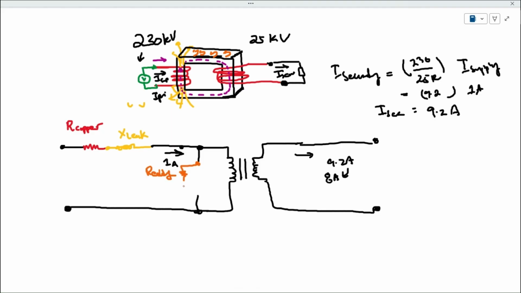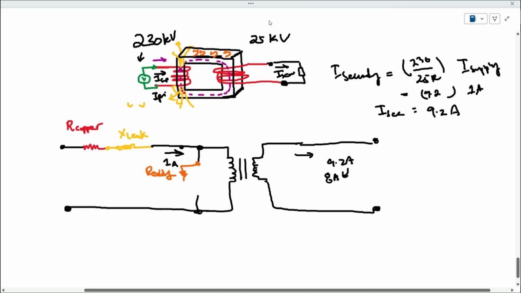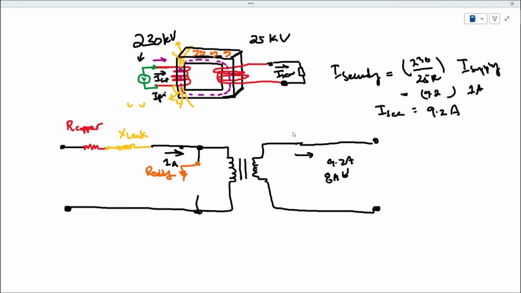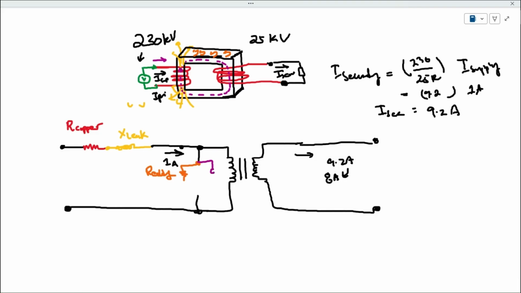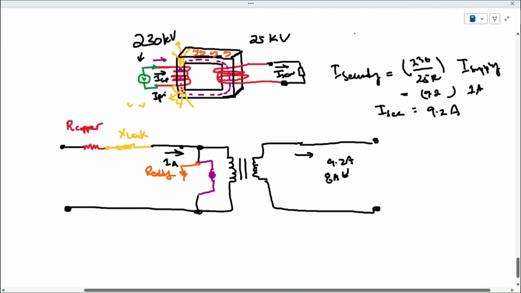Now, because this magnetic field is set up, that also takes some sort of a current as well. So I'm just going to represent that in purple like this. Because this is a magnetic field, the useful magnetic field, I am just going to show it as an inductor, like that. Now, another thing is that the supply voltage is changing in nature, or alternating in nature.